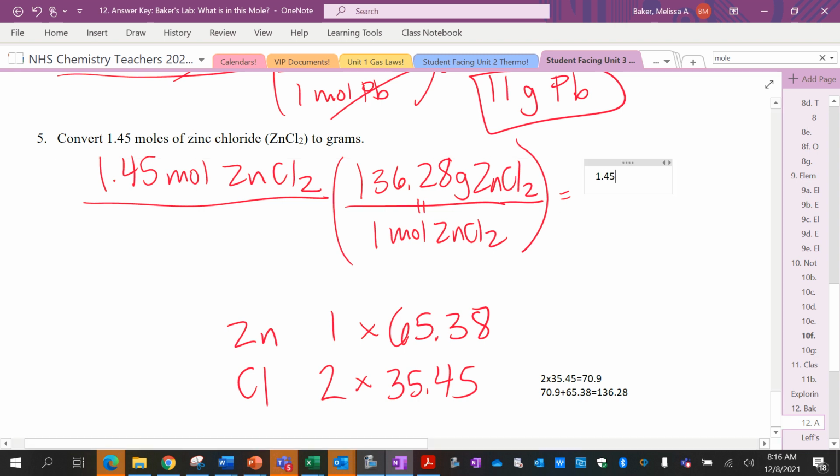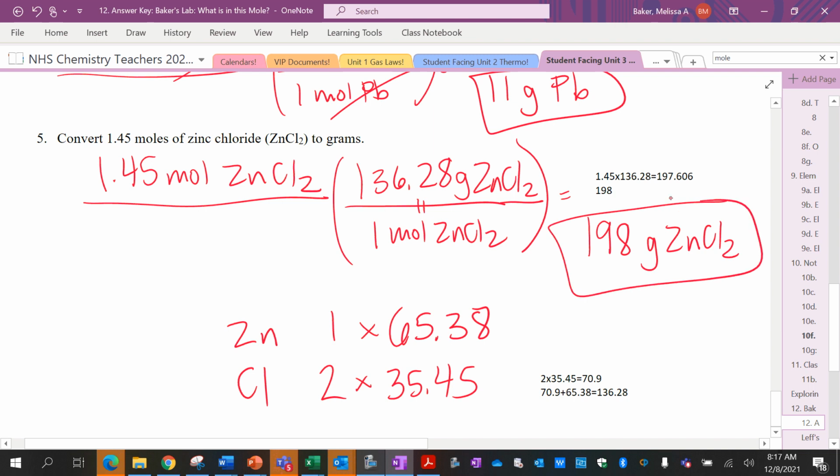Now I do multiply across the top. There's nothing on the bottom. So 3 significant digits, 198 would be the final answer here. 198 grams of ZnCl2. Practice makes perfect on these.